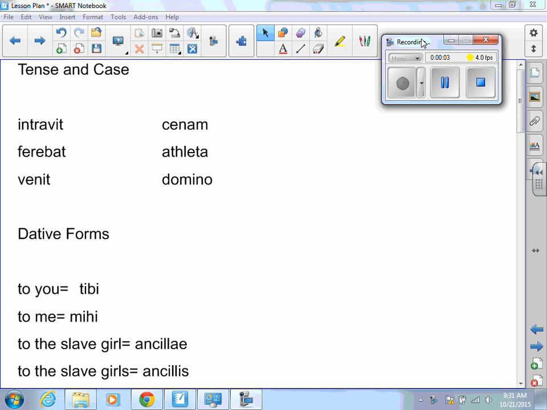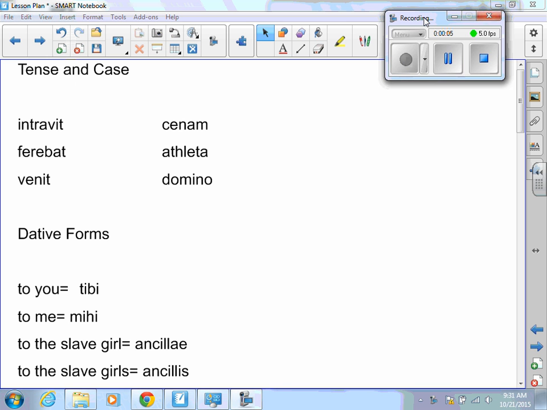Alright, this is our Stage 9 review. I'm going to go over some of the concepts that you're going to have for your test. First one being determining the case or the tense of a word. I left you 6 up here. We should be able to go through these and tell me the tense of these verbs and the case of these nouns based off of their structure.